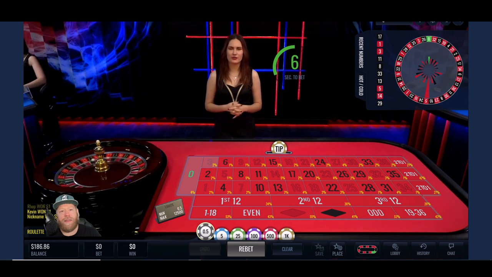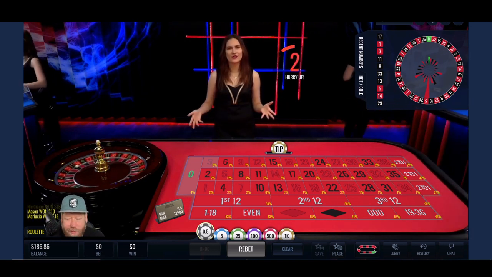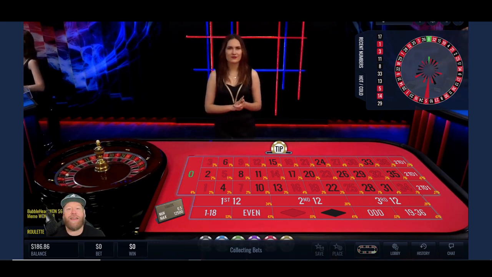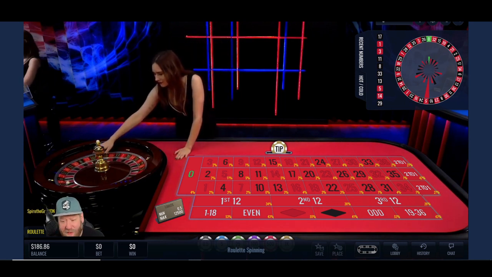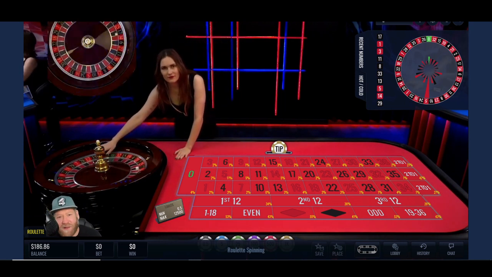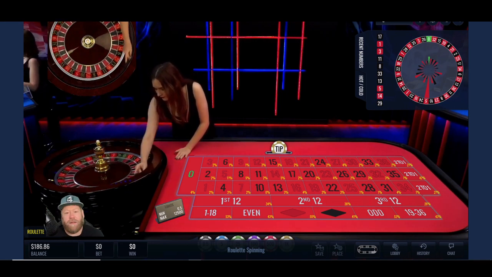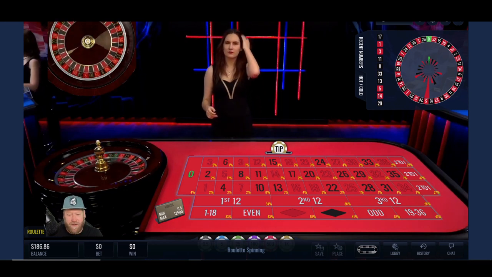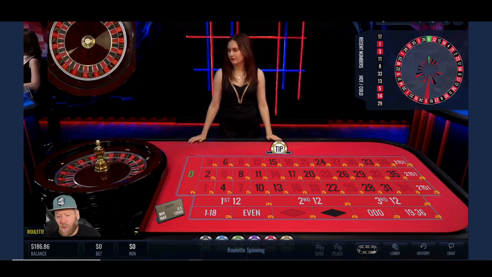So by now, I think we all see the problem with columns and dozens. When you lose playing multiple columns and dozens, you have to triple your bet to regain your losses plus profit. But the problem with that is one bad streak can wipe you out. So going forward, we have to find a way to minimize the risk of such a big chunk of your bankroll. And I still think there's a way to do it.